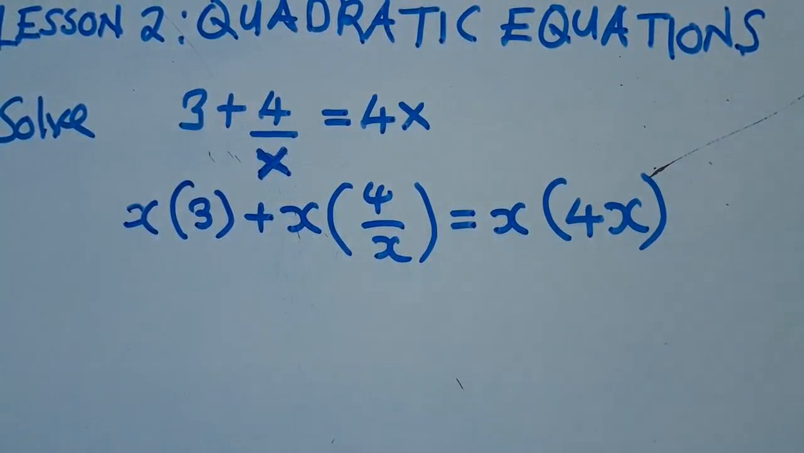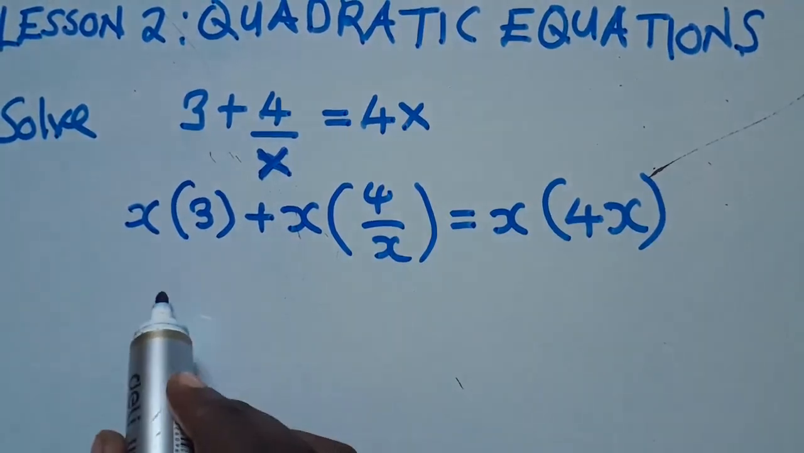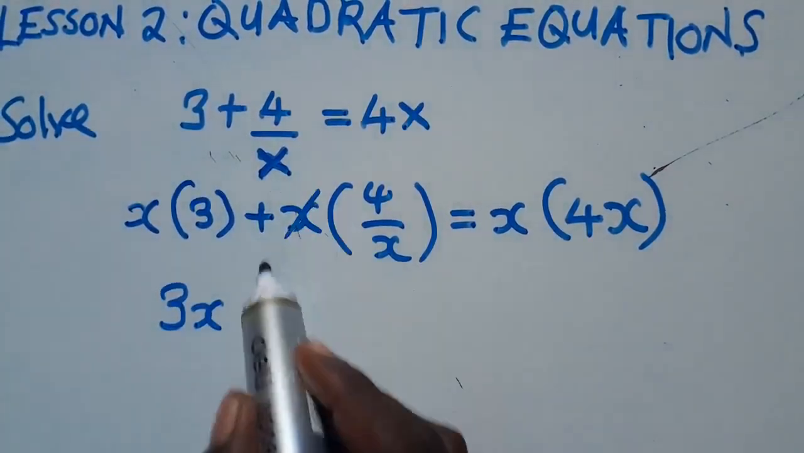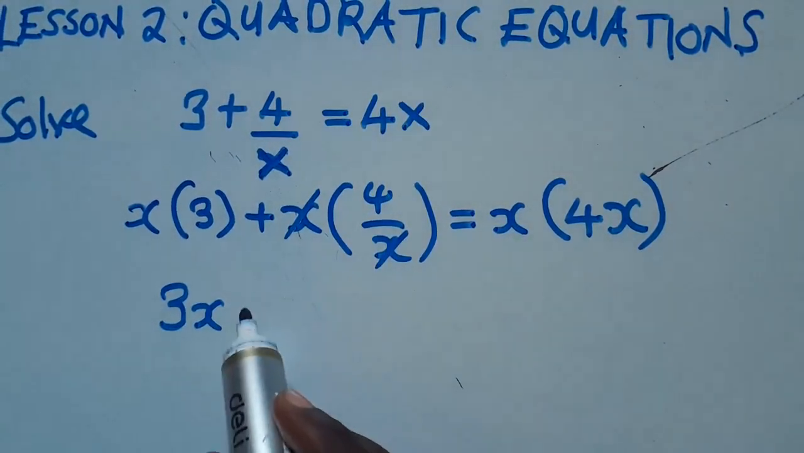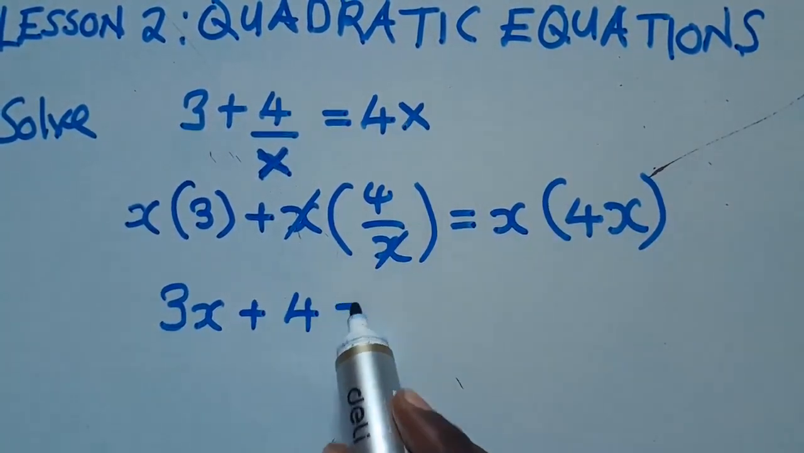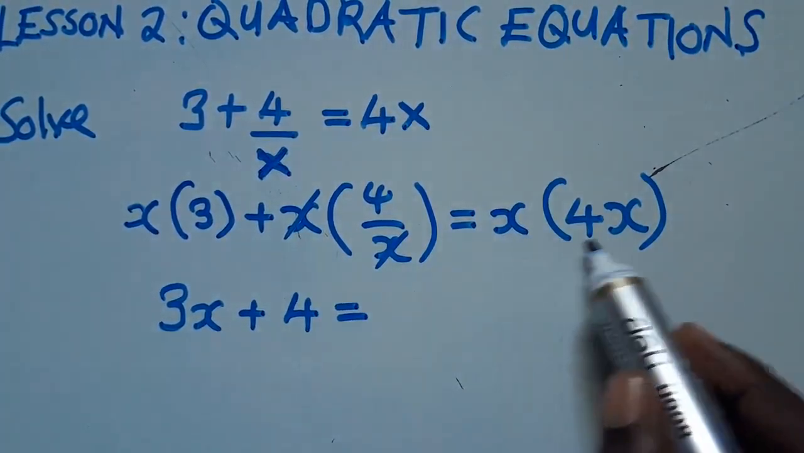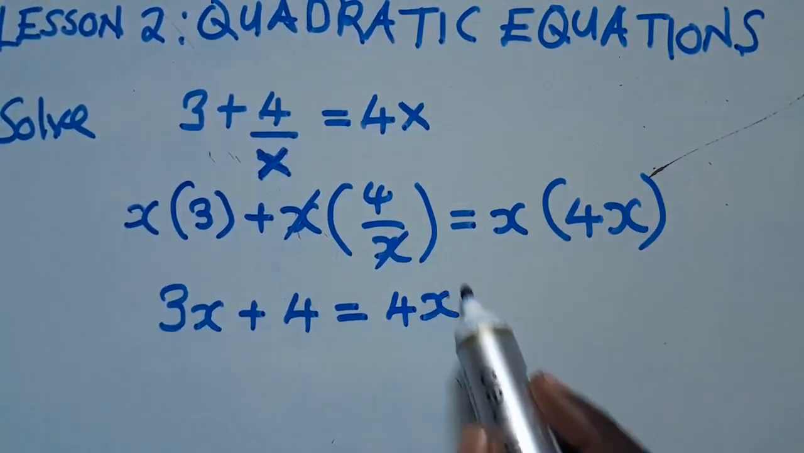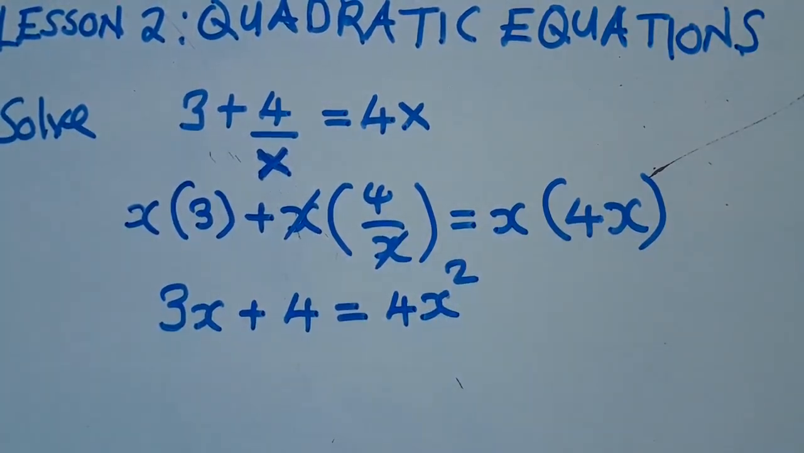So these are the procedures you also need to get and understand. From here now, what are you supposed to do? You start multiplying. What is 3 times x? That is 3x. This and that will be cancelled. So you are going to have plus 4, which is equal to, what is x times 4x? It is 4x squared. Have you seen the way I've answered? From here you are able to see that this is now really a quadratic equation. We formed a quadratic equation.